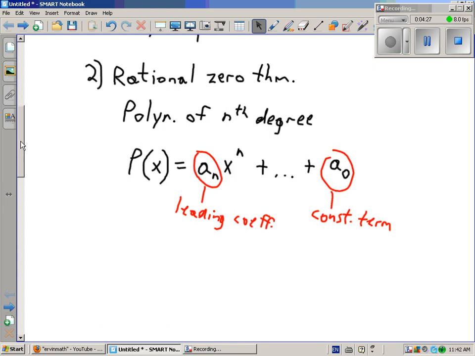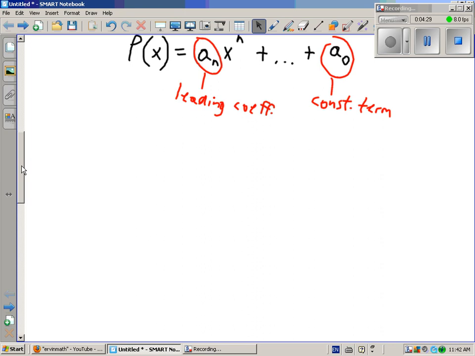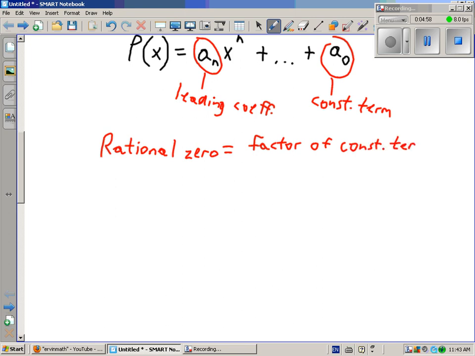Now here's what the rational zero theorem says. If we have a zero of this polynomial and it's a rational number, here's how it's going to have to be. A rational zero of that particular polynomial has to be a factor of the constant term divided by a factor of the leading coefficient.